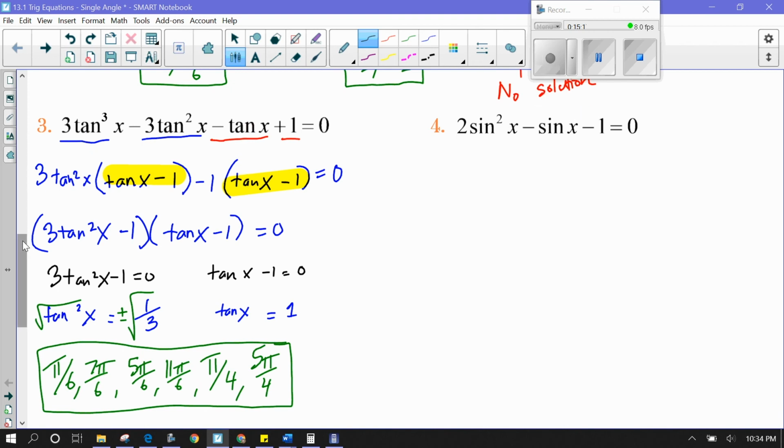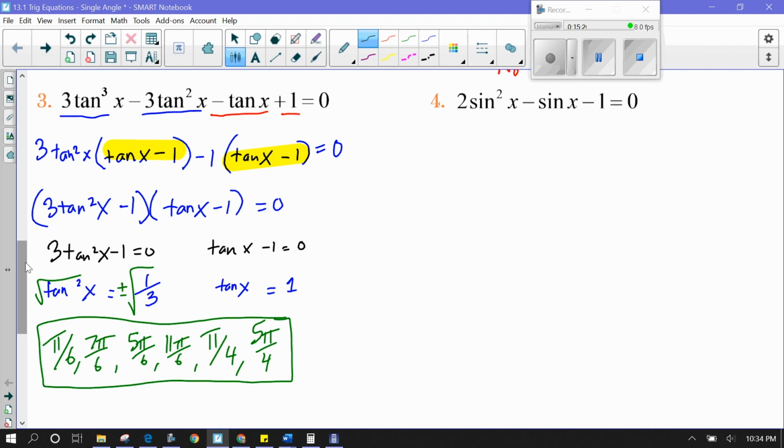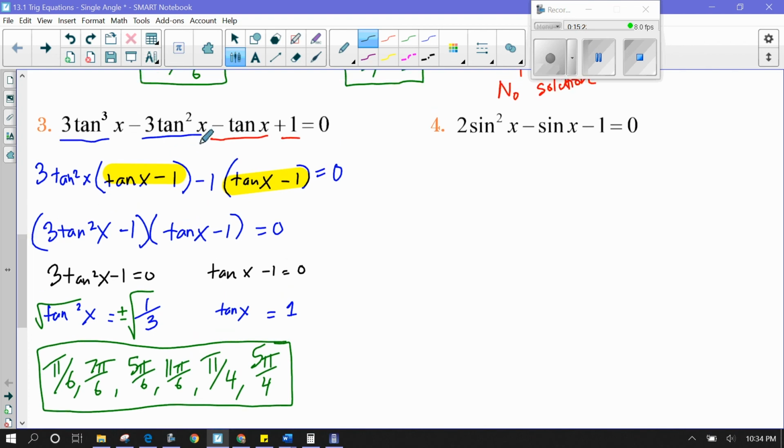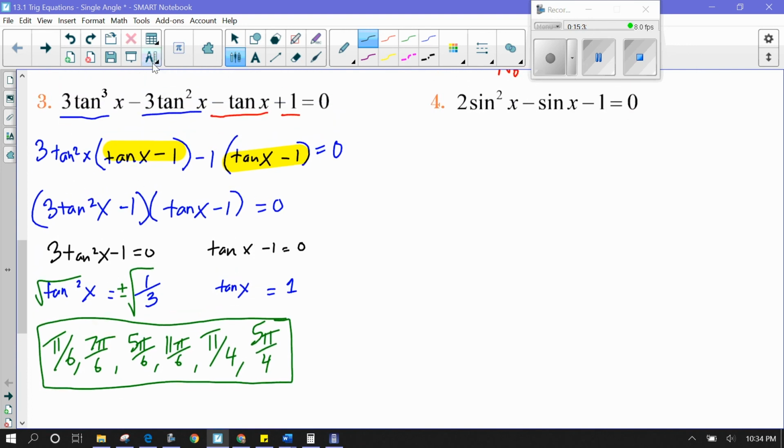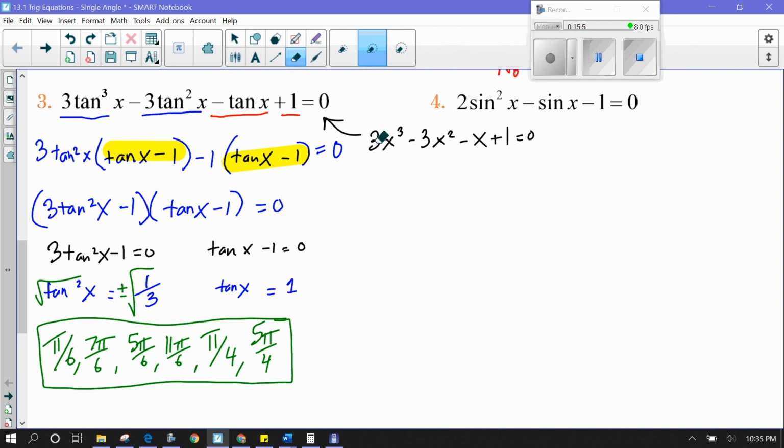Another strategy I might suggest when you're working with a problem like, for example, number 3, is if it's a lot to look at all the tangents going on, you could potentially rewrite this so there's no tangents in it at all, and it might be a little bit easier to look at. So let's say we rewrote this. So it was 3x cubed minus 3x squared minus x plus 1 equals 0. So now that all the tangents are gone, you could factor this just like normal, and then at the end, put the tangents back in. So that's the strategy I'm going to try to use for the last problem that I see here.